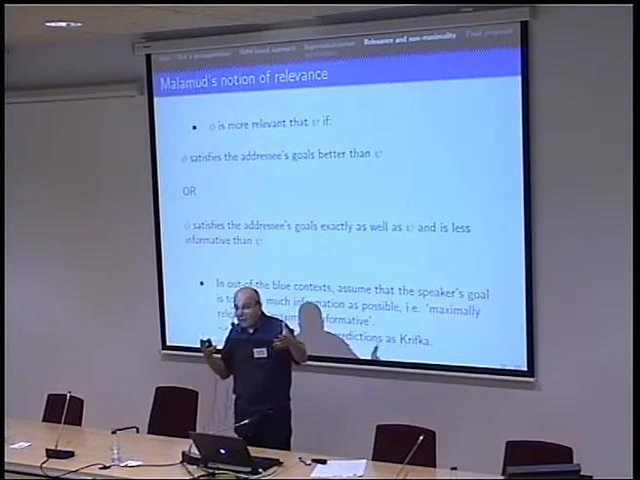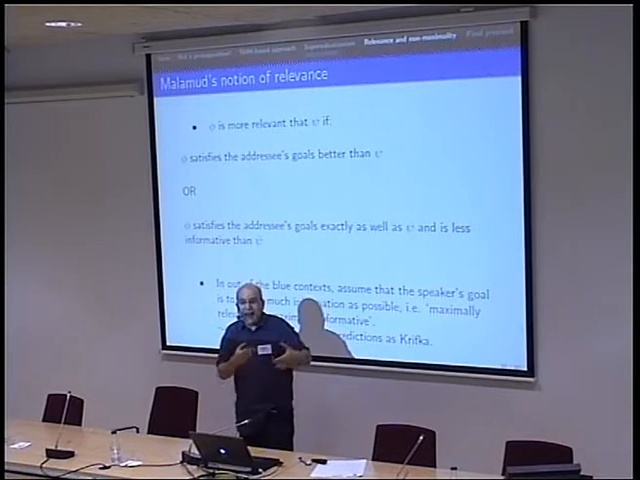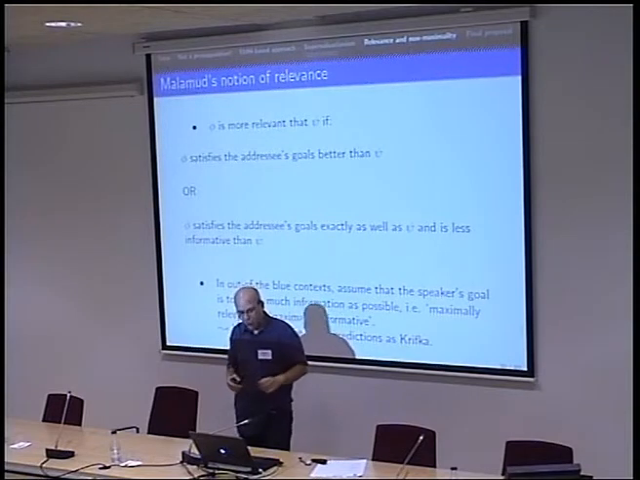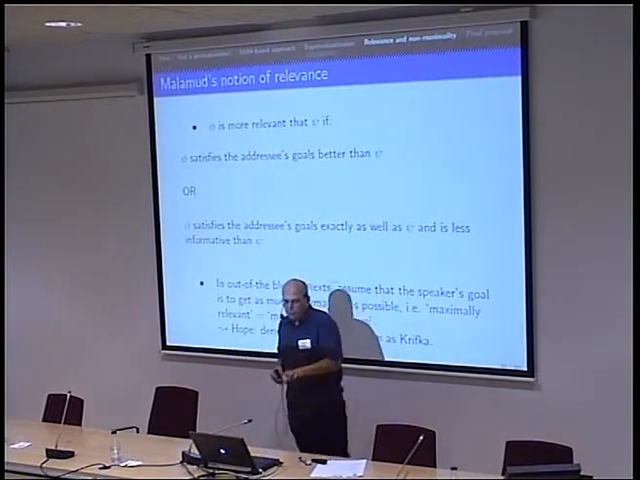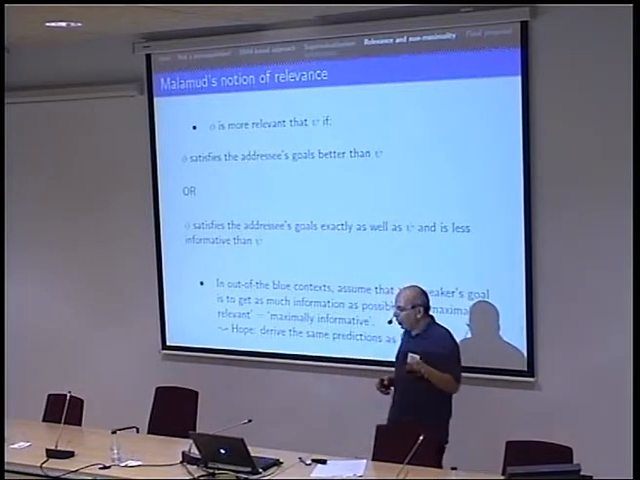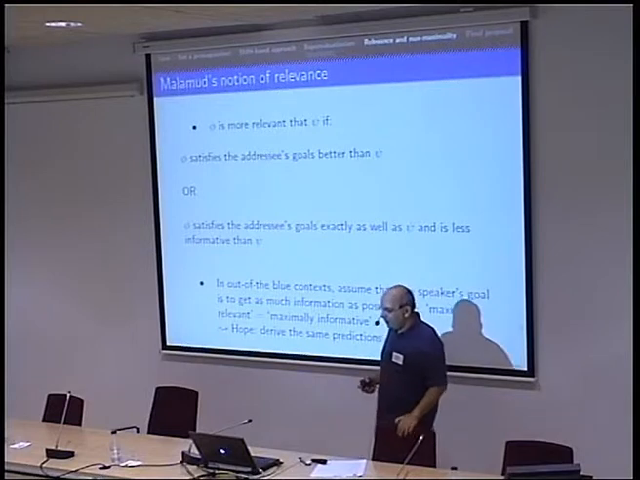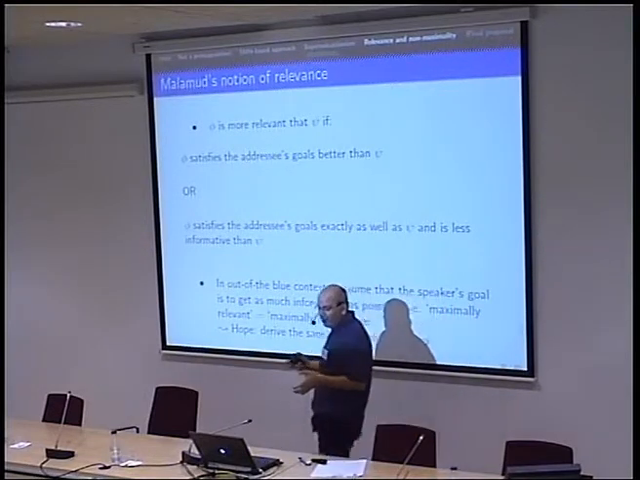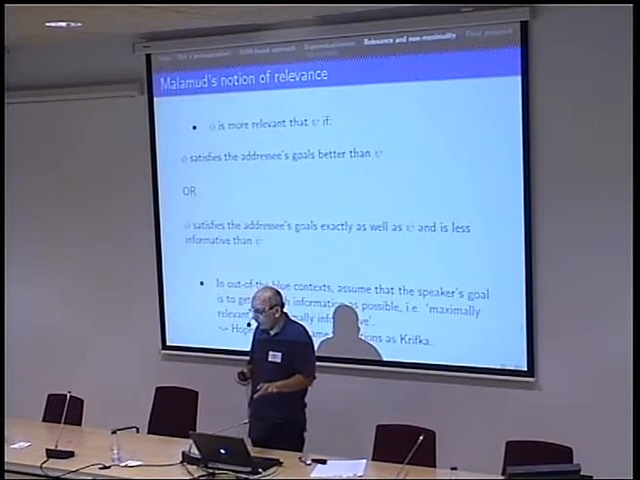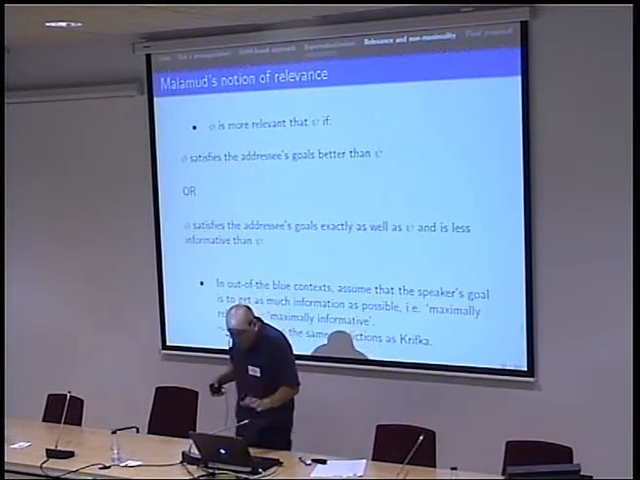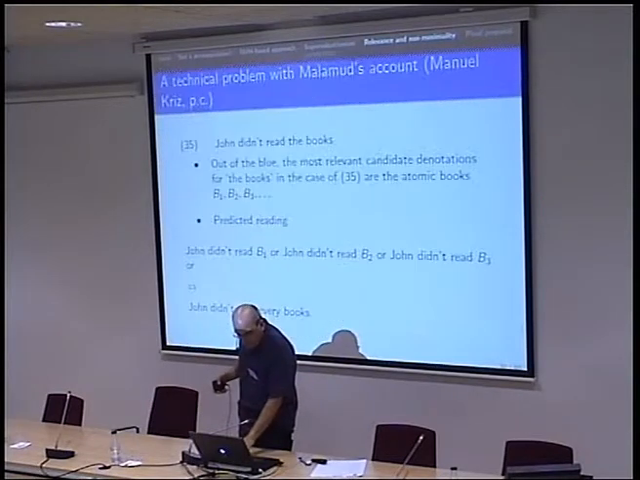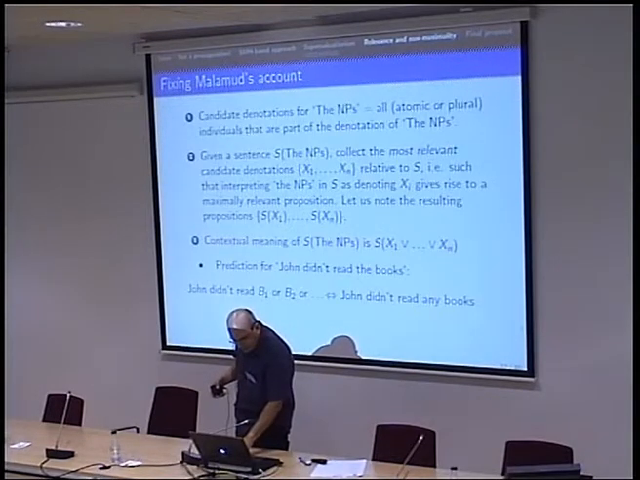So the idea is that if you don't care about whether that person really read all of the books, then you are going to pick a weak reading, because that's more relevant: it's less informative but equally well suited to the speaker's goals. And the view is that in an out-of-the-blue context, you assume that the speaker's goal is to get as much information as possible. And in that case, maximally relevant means maximally informative. And the hope is that this way, for this case, you derive the same prediction as the stronger meaning hypothesis. In fact, that's not even the case in her story. But I'm not going to go through this specific technical problem here, because I don't have time.